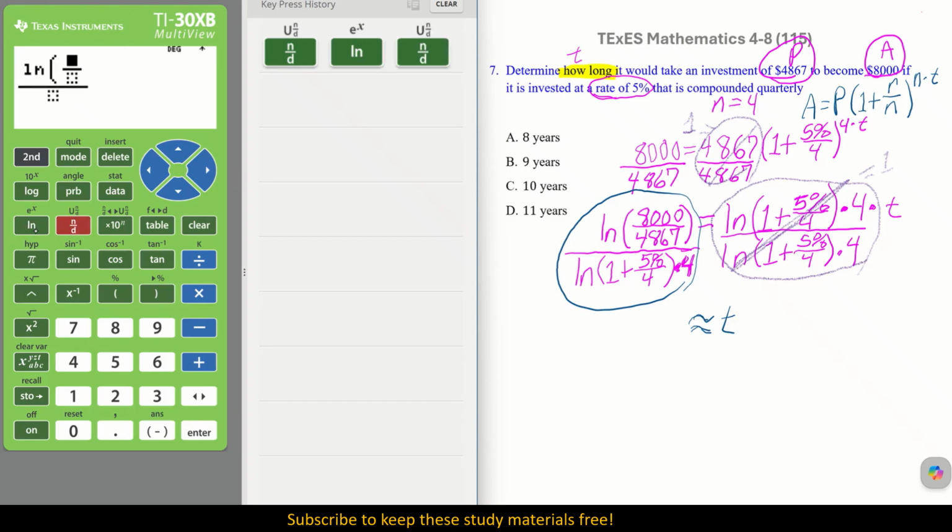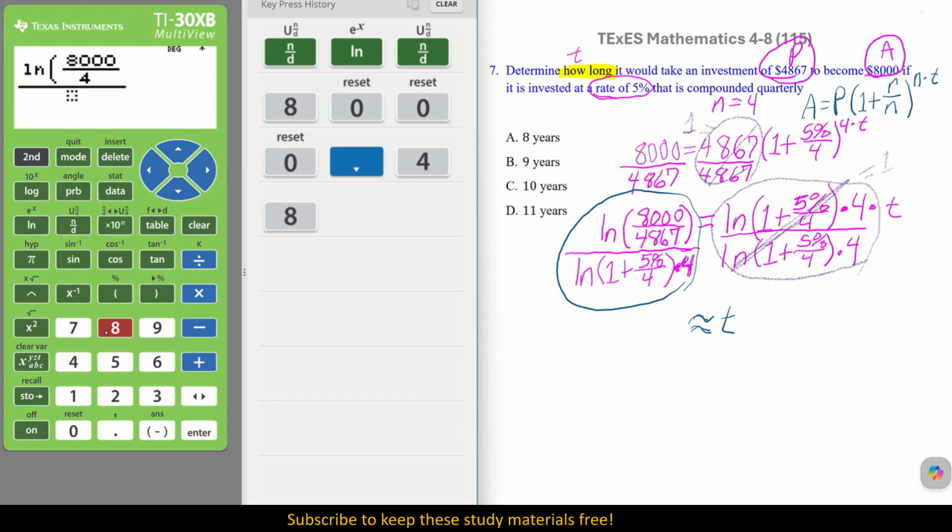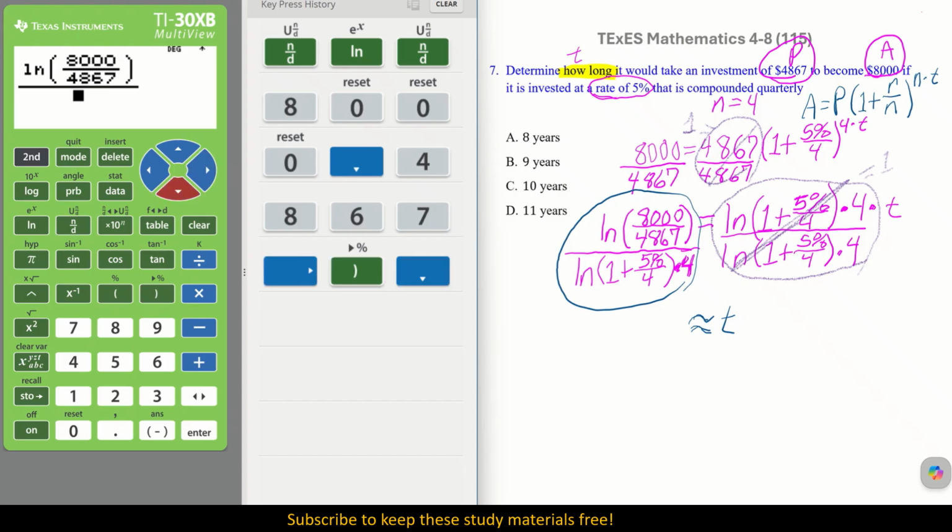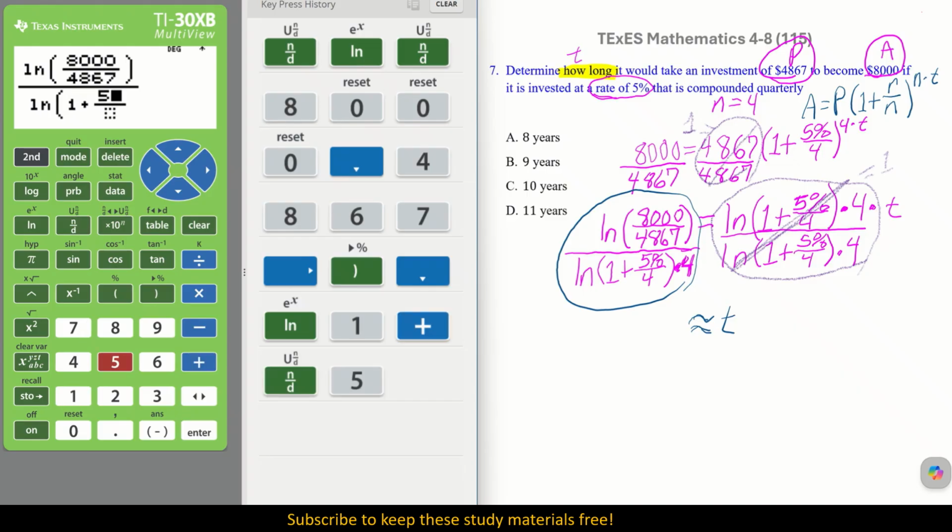So I have ln fraction, doing the numerator first, of course, 8,000 over the 4,867. Arrow over, close parentheses. That's one of my habits. Now, my denominator is ln again, and then I have 1 plus, set up another fraction, and that's 5. I am going to call that 5 a percent. I am not going to change it to a decimal.